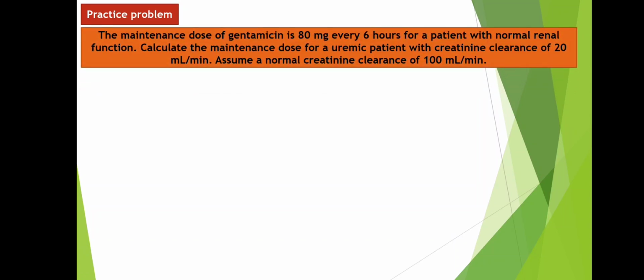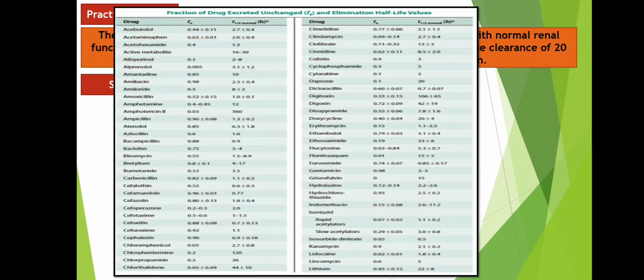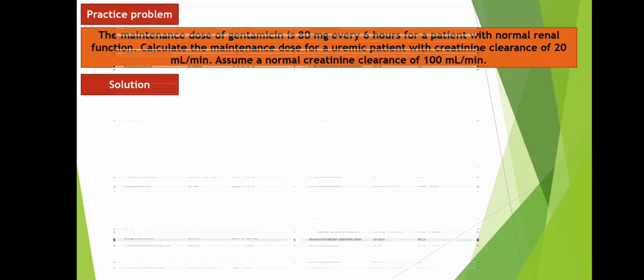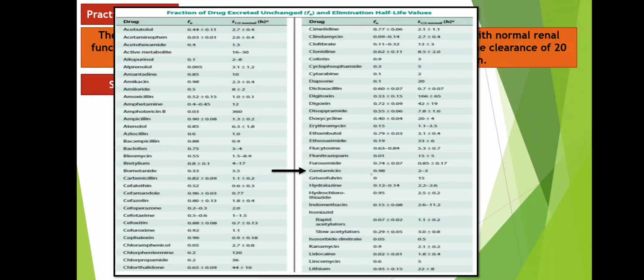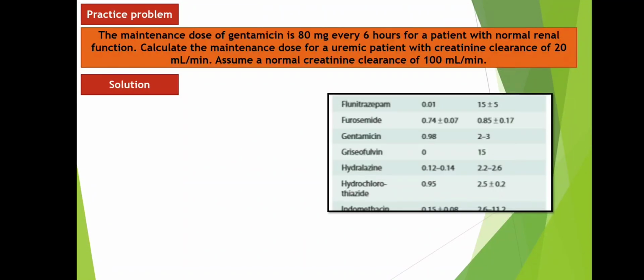Next we'll have a practice problem. The maintenance dose of gentamicin is 80 mg every 6 hours for a patient with normal renal function. Calculate the maintenance dose for a uremic patient with creatinine clearance of 20 ml per minute. Assume a normal creatinine clearance of 100 ml per minute. So the solution: first of all, what drug is it? The drug is gentamicin. Check out over here, gentamicin. This is the Fe. This is the half-life. I'll zoom it so you can see. The value of Fe is 0.98, which is almost equal to 1.